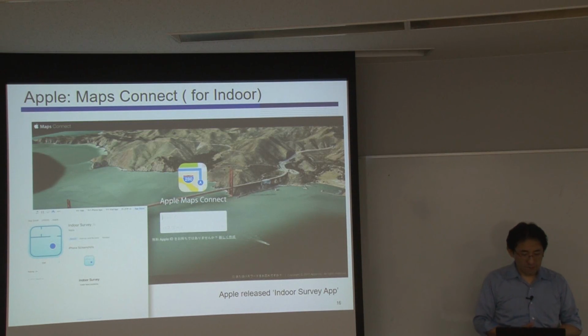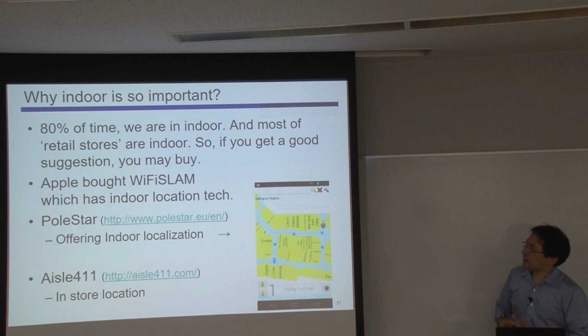Also, Apple has another service called Apple Maps Connect. It's also for indoor services. So for iPhones, Apple is also collecting indoor maps, together with Wi-Fi signals. They have an indoor survey app, so the shop owner or location owner has to survey their own location by using these applications. And in this Nagoya area, the Central Park in the Sakae area has been enabled with Apple Maps Connect. So if you go there and use your iPhone, you can check that your iPhone is still working even in the underground shopping center.